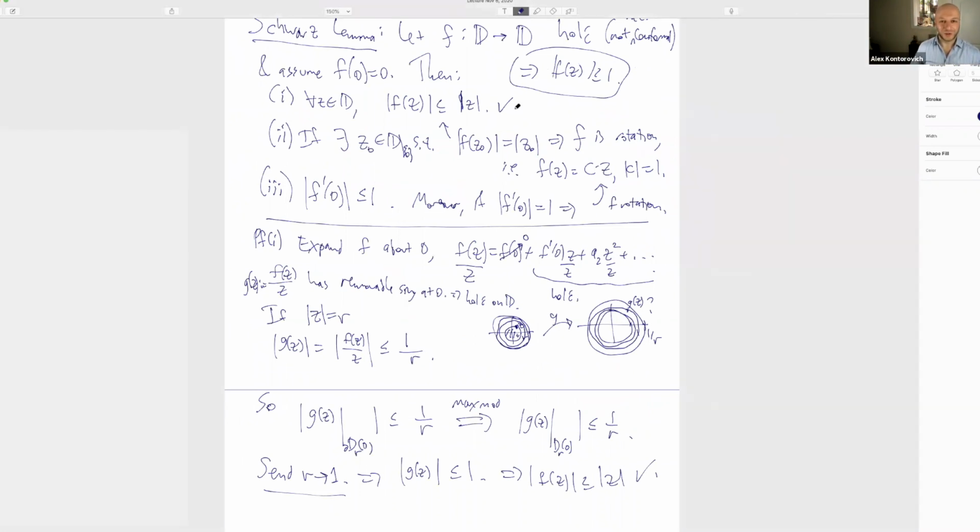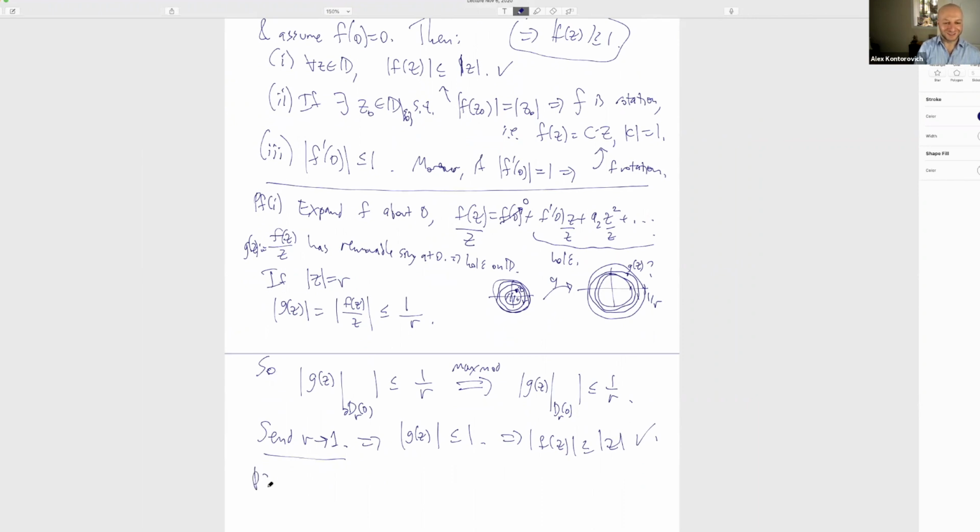Part 2, what if there's a point in the disk where G is equal to its largest possible value. So proof of 2. If there exists a Z0 in the disk, not at the origin, well, if there's any value where G of Z0 has absolute value 1, and that's the boundary, and that's the value at the boundary, then G is constant.